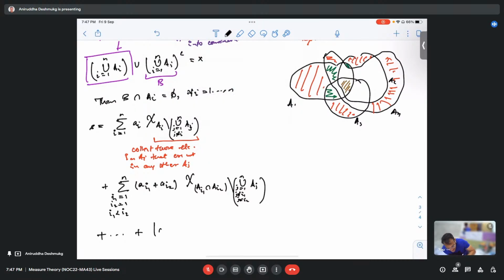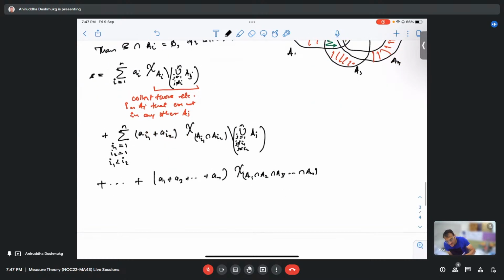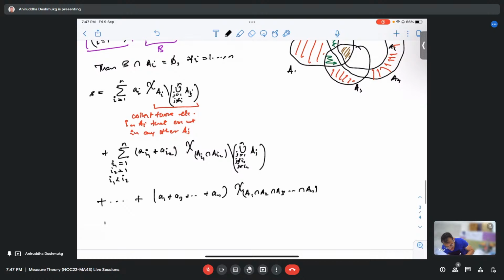So the final one would be A1 plus A2 and so on, with the characteristic function of A1 intersection A2 intersection A3 and so on. So now this is fine. Plus we have to add B complement, 0 times chi B.